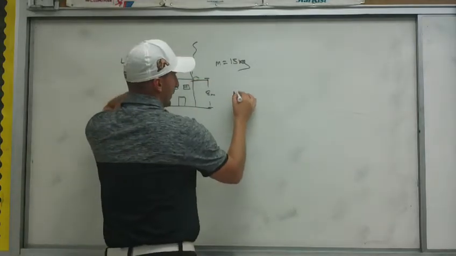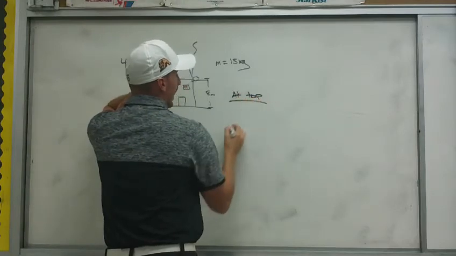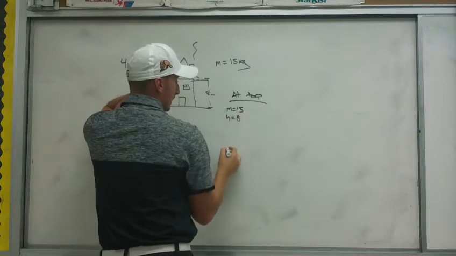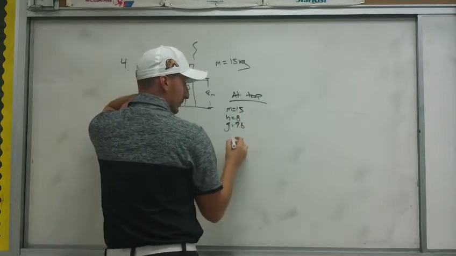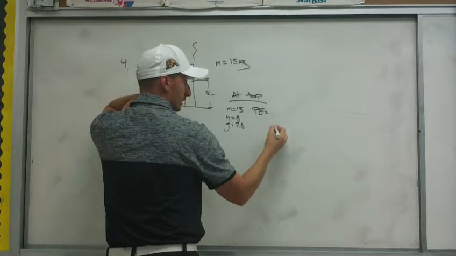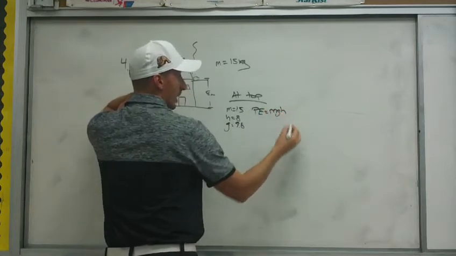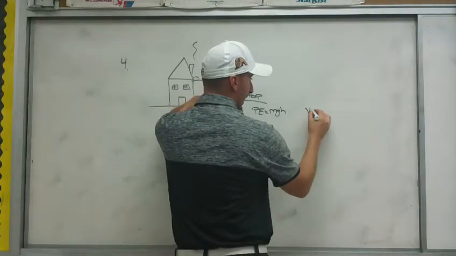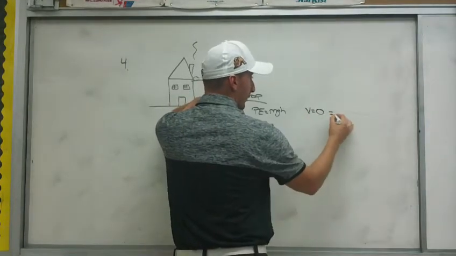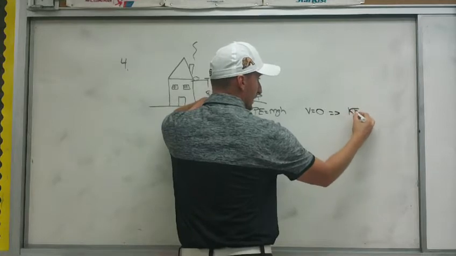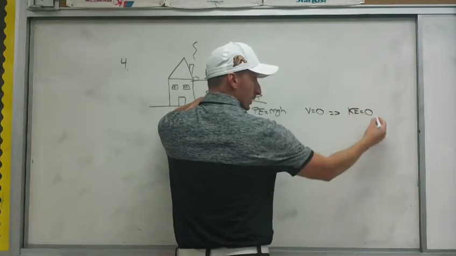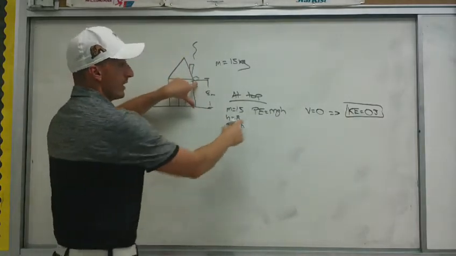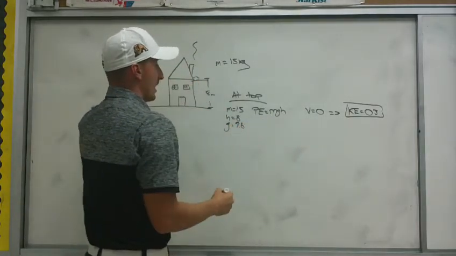So at the top, I know that it has a mass of 15, it has a height of 8, I know g. Does it make sense I can find potential energy here? It is mgh. Well, I also know that if it releases from rest, its velocity at that point is 0. Therefore, its kinetic energy at that point is 0. Its potential energy at that point, we have to calculate.